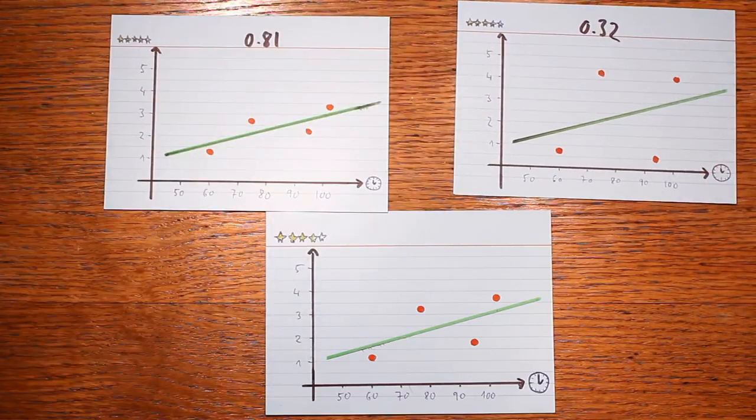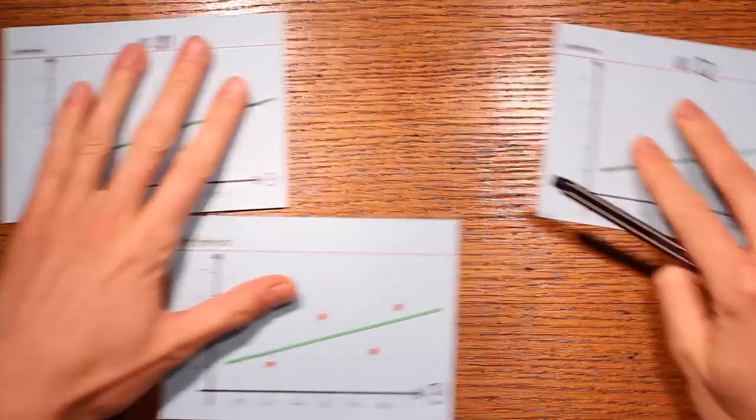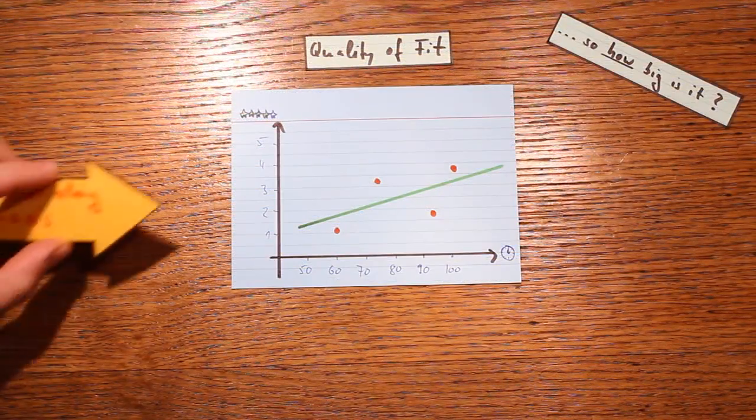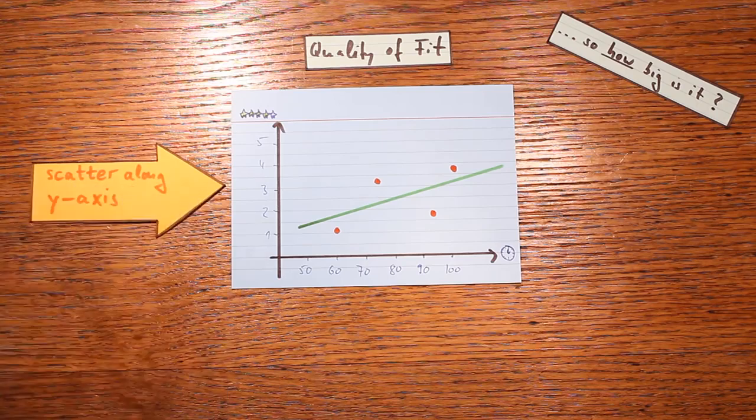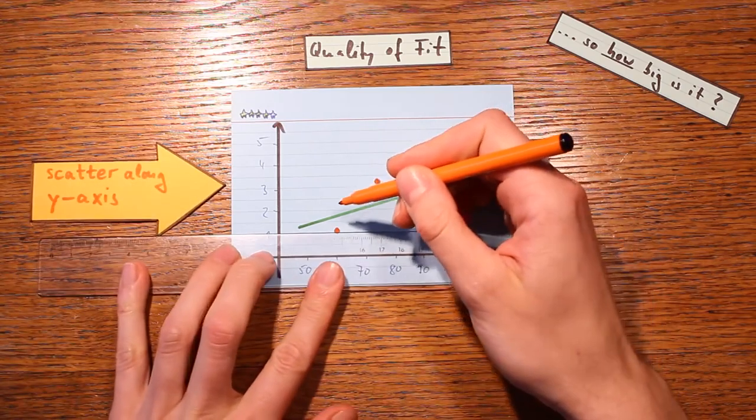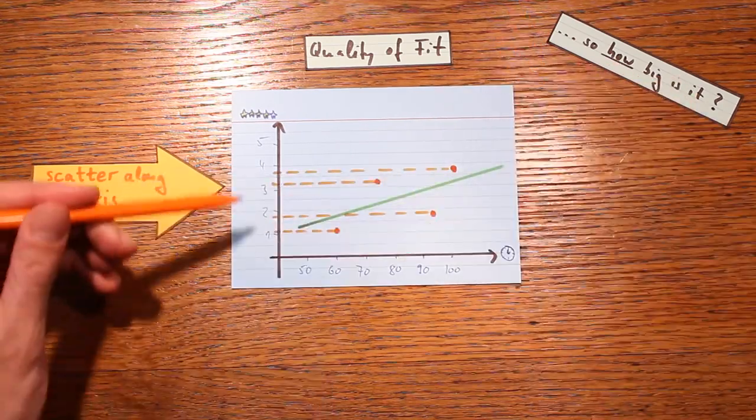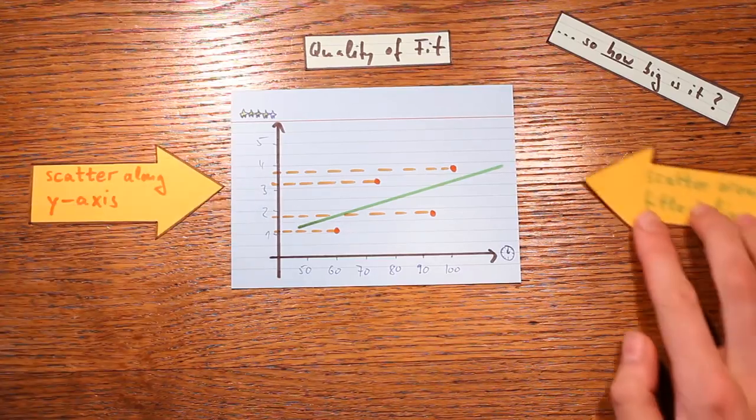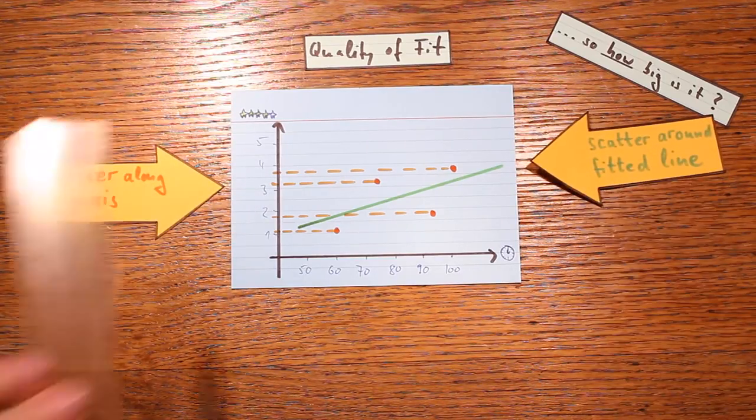But how does the correlation coefficient figure this out? Well, it compares 2 things. The first thing it looks at is the scatter along the y-axis. So if I draw in the y values, you can see how they scatter along the y-axis. The second thing it looks at is the scatter of the data around the fitted line.